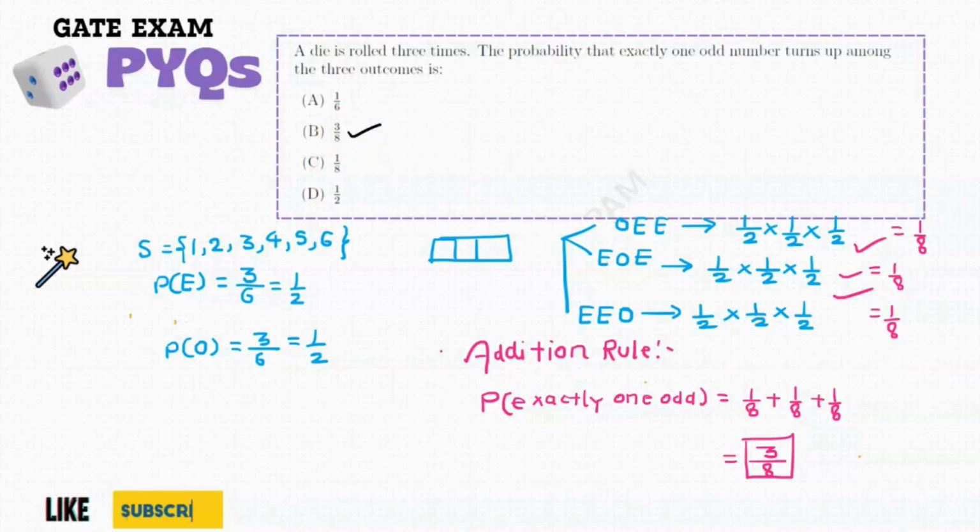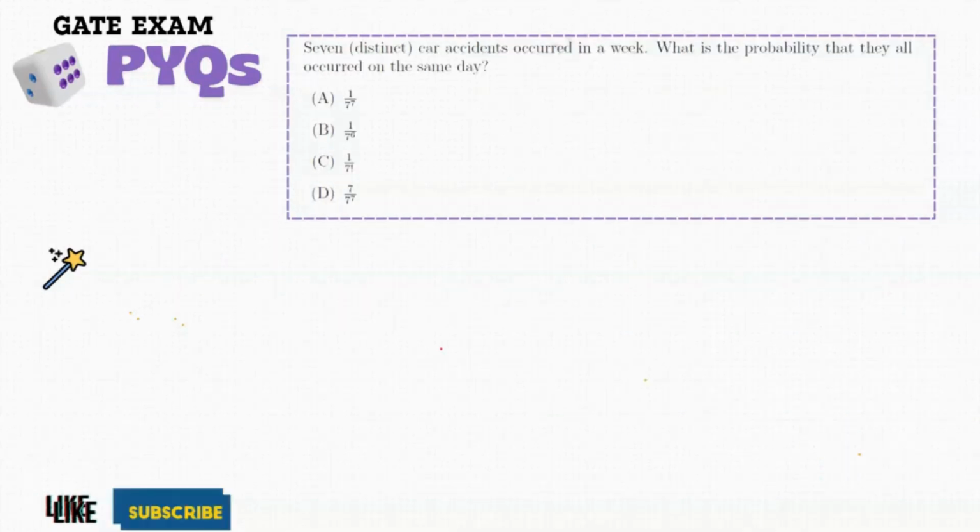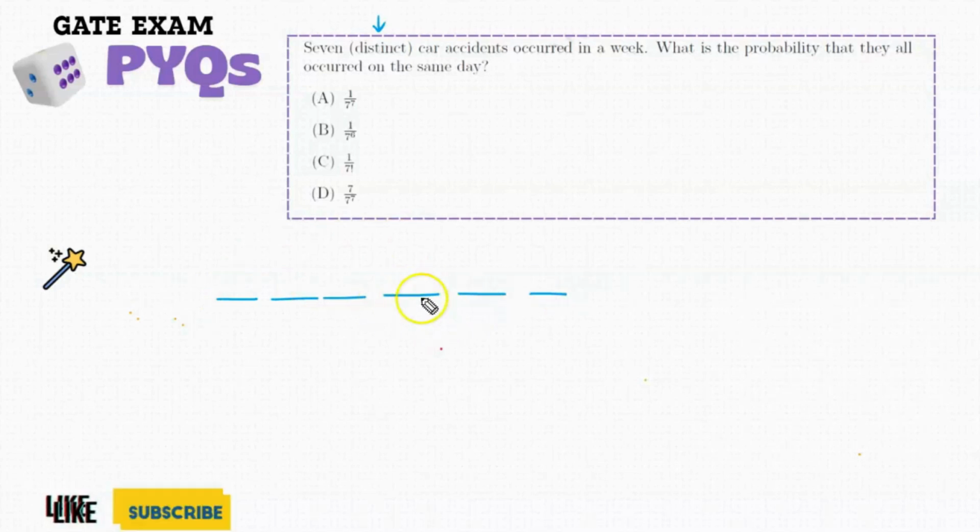Now let us move to the next question. The question is given as: 7 car accidents occurred in a week, and all are distinct accidents. What is the probability that they all occur on the same day? So here you see, in a week we have 7 days, and in total we have how many car accidents?